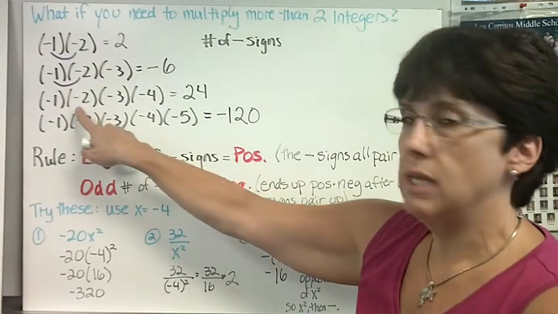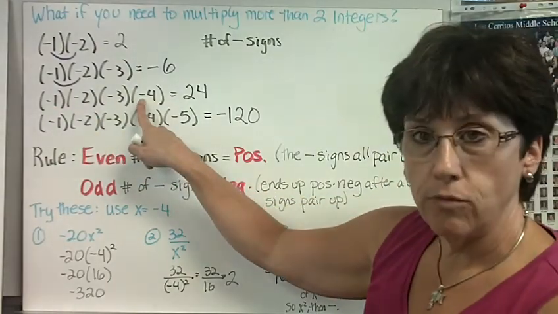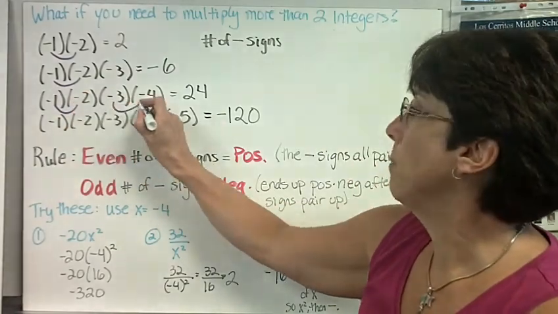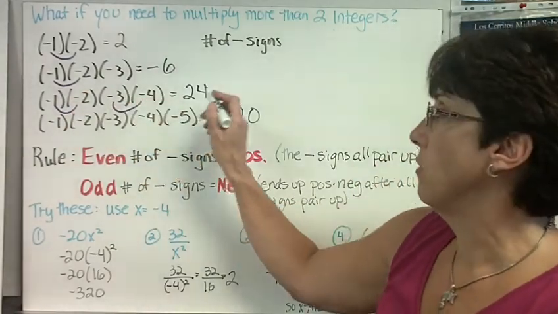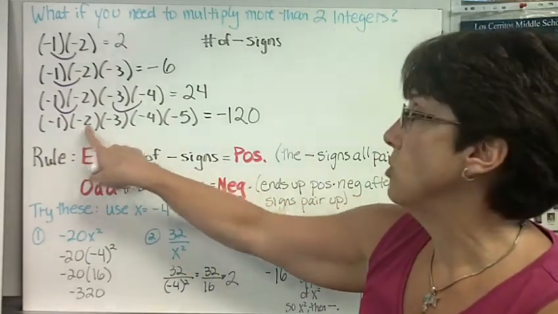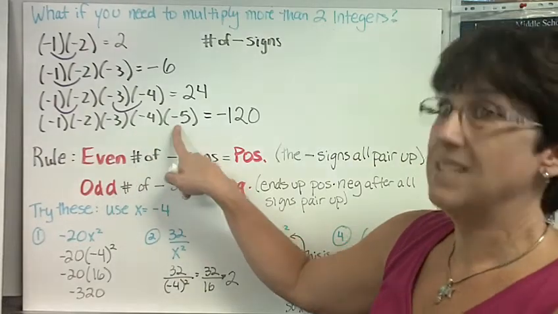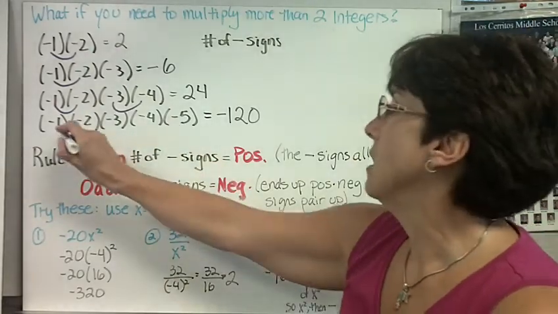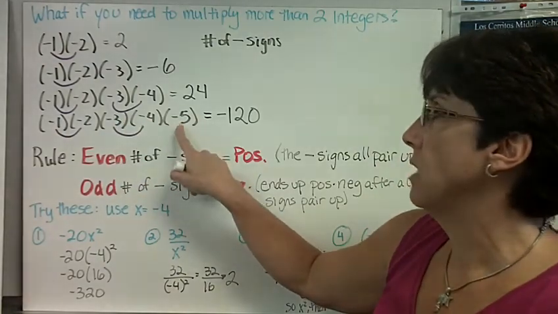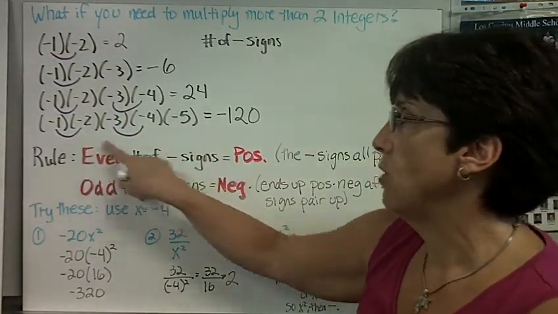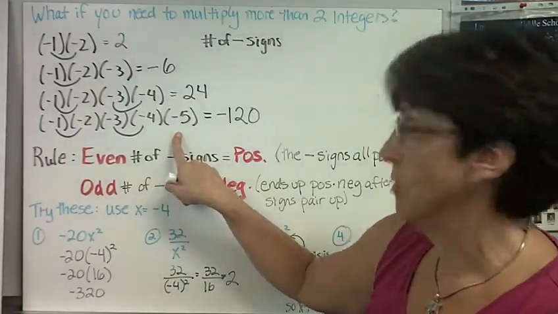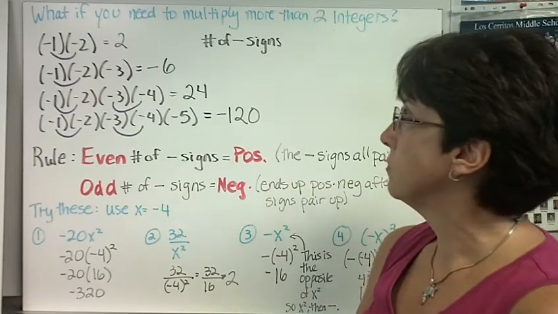How about negative 1 times negative 2 times negative 3 times negative 4? These two pair up, positive 2. These two pair up, positive 12. 2 times 12, 24. What about negative 1 times negative 2 times negative 3 times negative 4 times negative 5? These two pair up, make a positive. These two pair up, make a positive. We still have a negative. So here we have our positive 24 from before times negative 5, negative 120.